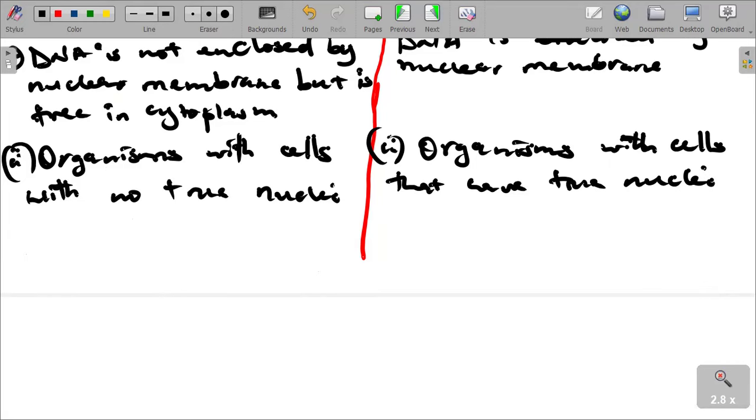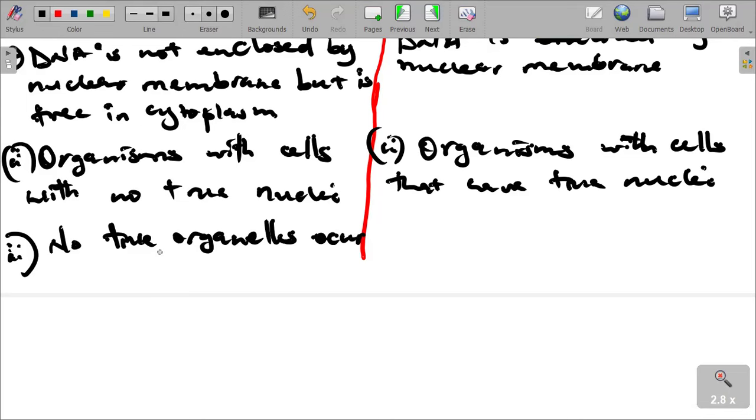And then another difference that I can also give, number 3, is that the prokaryotes have no true organelles, whereas in the eukaryotes true organelles occur in the cytoplasm.